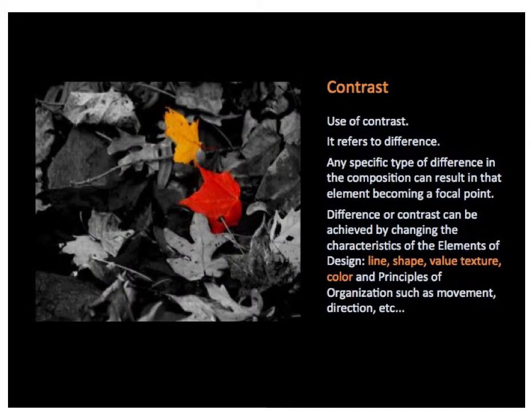Contrast is a way to create an area of emphasis or a focal point. Contrast refers to difference. So for example, those two bright leaves really stand out as focal points in this piece. Difference or contrast can be achieved by changing the characteristics of the elements of art: line, shape, value, texture, color. Seeing a sudden difference in contrast makes it stand out.